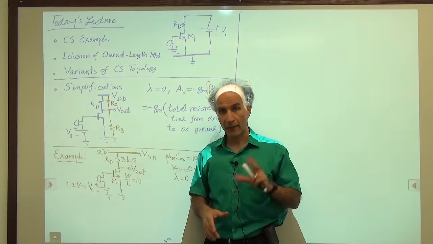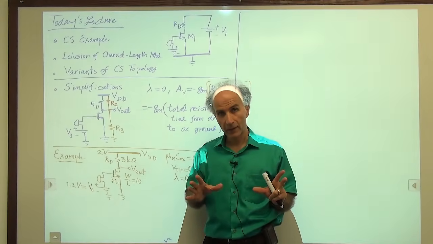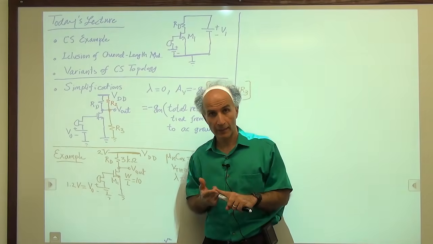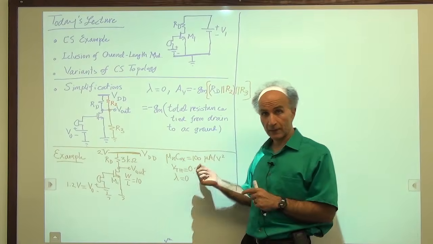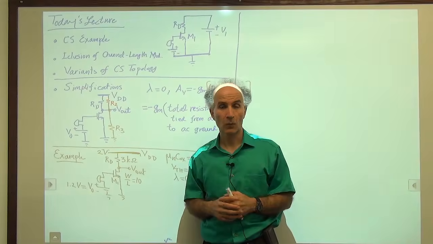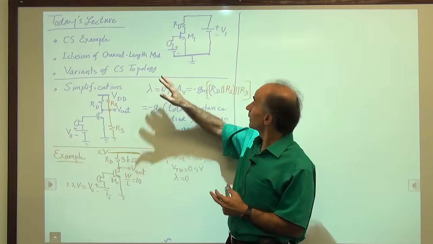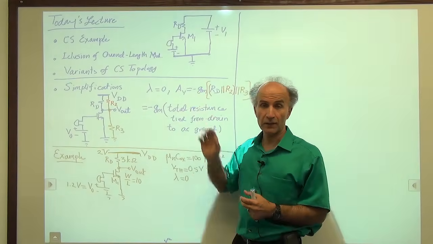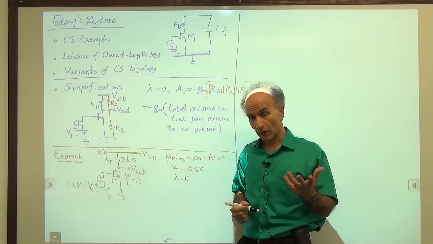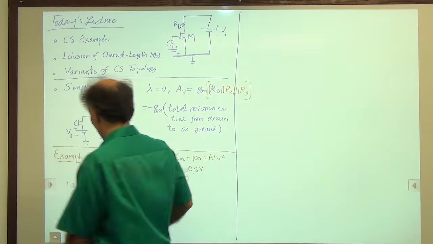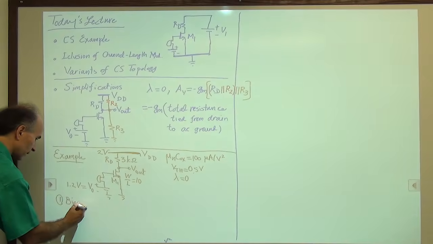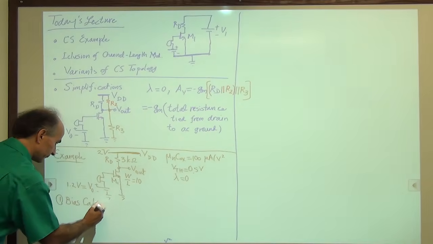So now, once we have the bias voltages and the bias current, we can find the small signal parameters, gm and maybe RO. In this case, RO is infinity, but in other cases it may not be. Once we have the small signal parameters, we can go ahead and find the voltage gain. Okay, so that's the procedure. All right, so let's begin with all the bias calculations. Okay, so we start with step number 1, bias calculations.